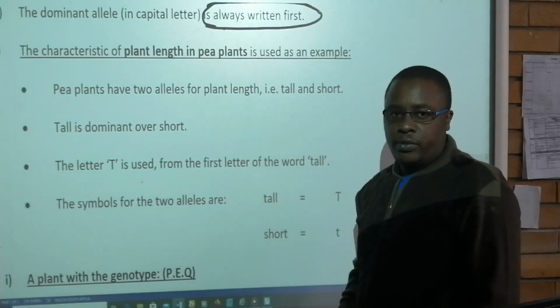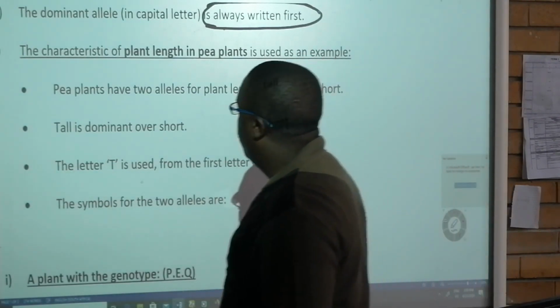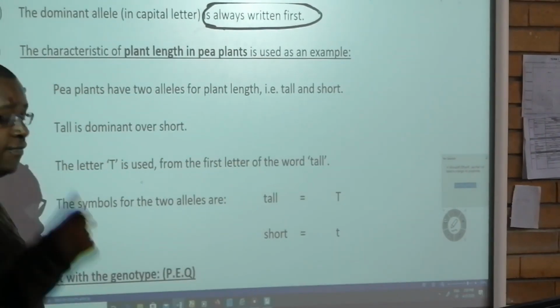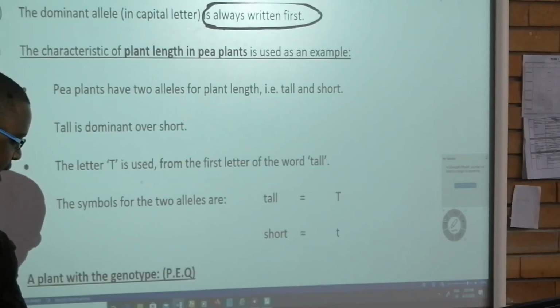That is wrong. It will stay wrong forever. So please, the dominant allele is in capital letters and it is always written first. Right.